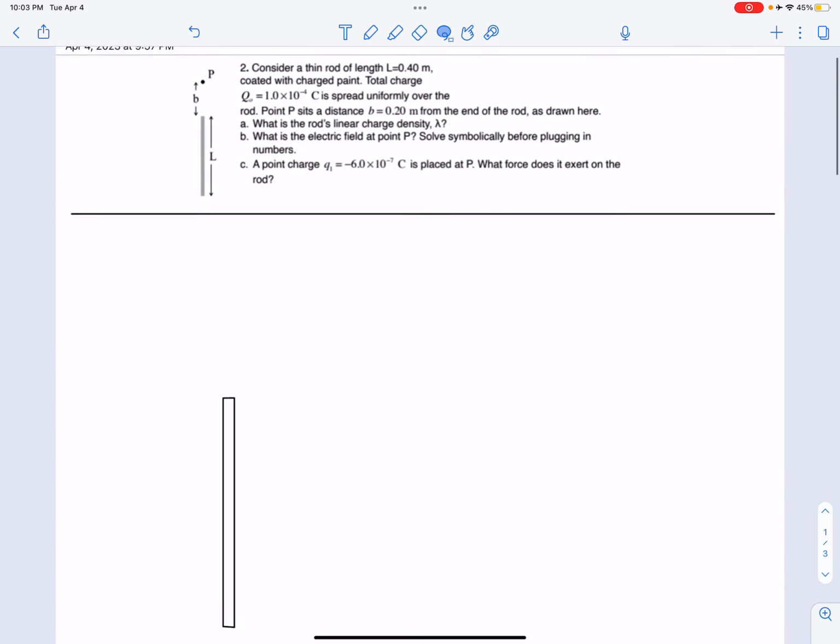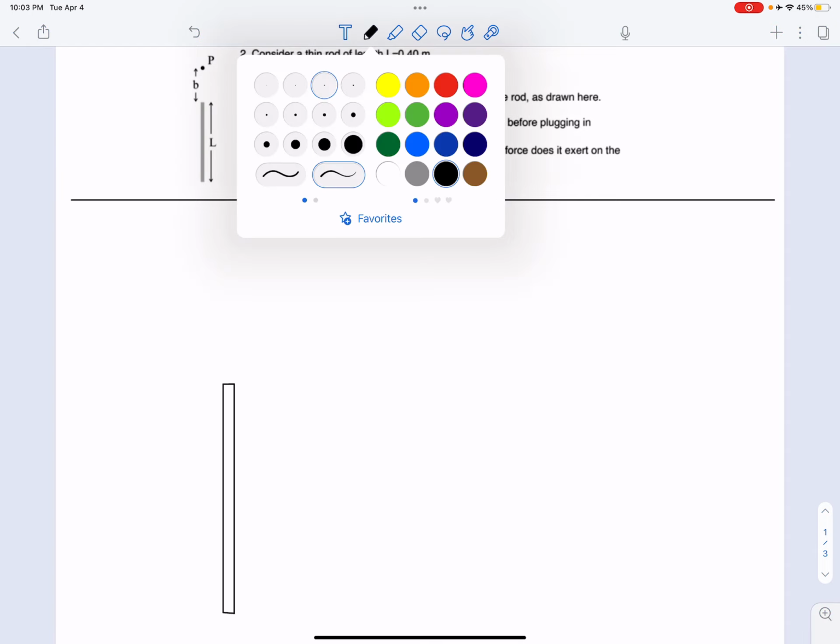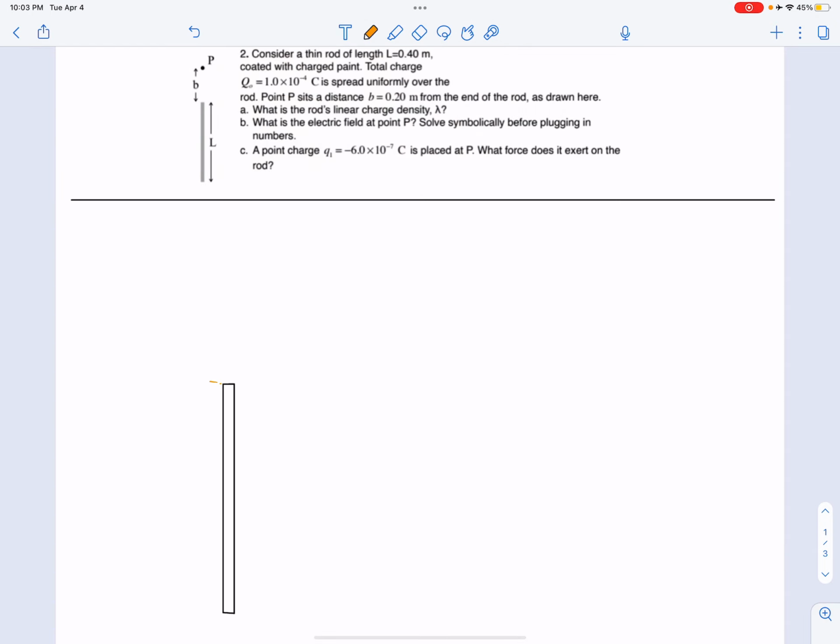Okay, so we have a rod, right? And this rod has a certain length that we're going to call length L. So that's length L, which is equal to 0.4 meters.